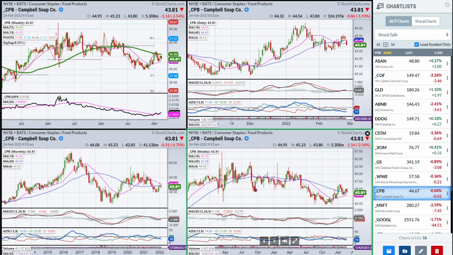I think 45 on a shorter term basis is kind of important. It tried to get through there but failed. You can see this resistance level. I think we need to do that. That's priority number one. If we do that, then you could look for a trade somewhere off the daily chart. But when I go through and look at a lot of the consumer staple stocks, this is not one that really has me all that excited. I think there's a lot better looking names in the consumer staples.